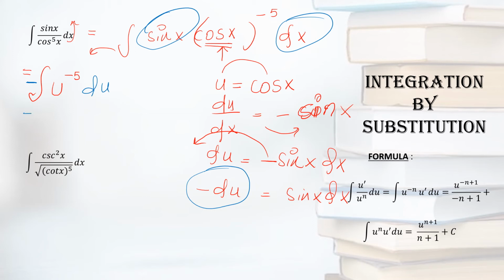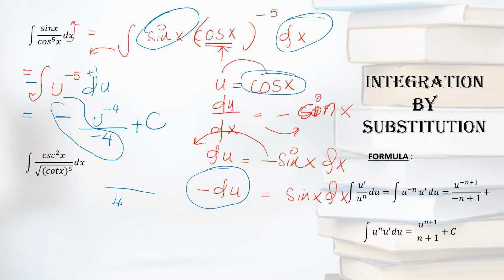Now apply the power rule simply. So this negative you will write as it is, add 1 in the power. So you will get u to the power negative 4 divided by negative 4, and at the end you will write plus c. Now u will be changed into cosine x. So in place of u, first negative 1 divided by negative 4 will give you 1 over 4, and u to the power negative 4. So u will be cosine x whole to the power negative 4 plus c.